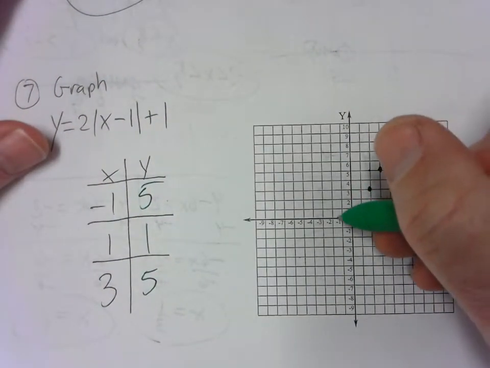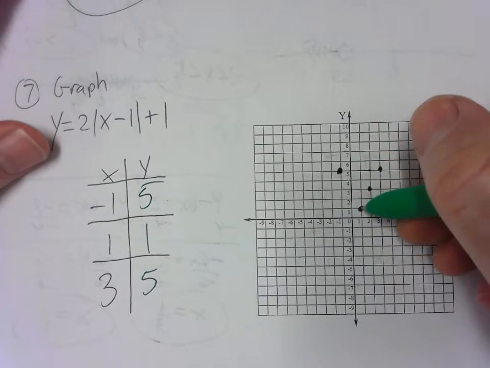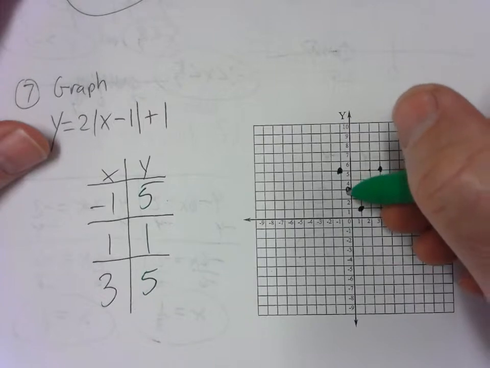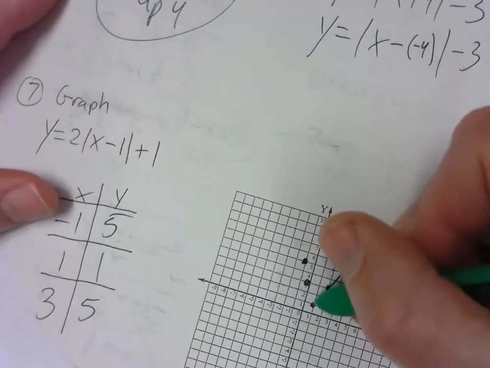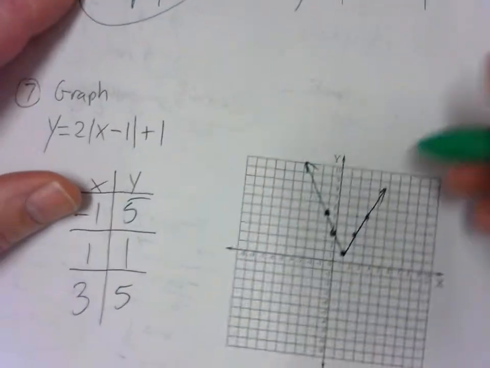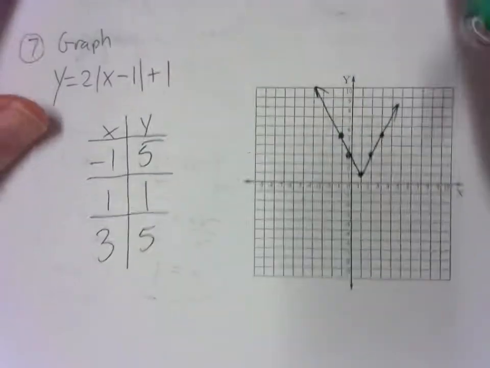Well, let's see if that matches with the slope of 2. So it's over 1, up 5, and then 1, 2, yep, right there. So it's a slope of negative 2 on one of the arms and a slope of positive 2 on the other arm of the V. And there it is.